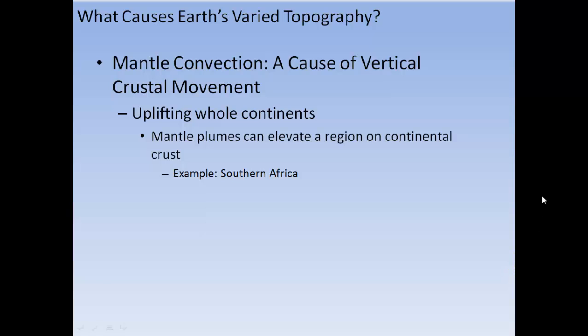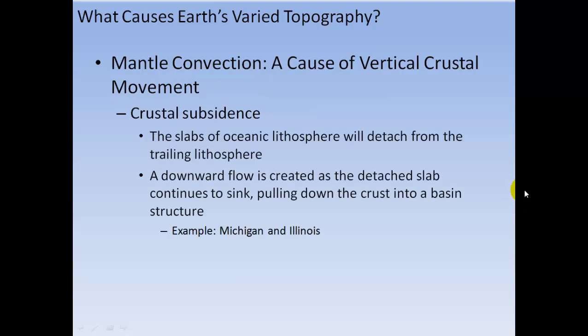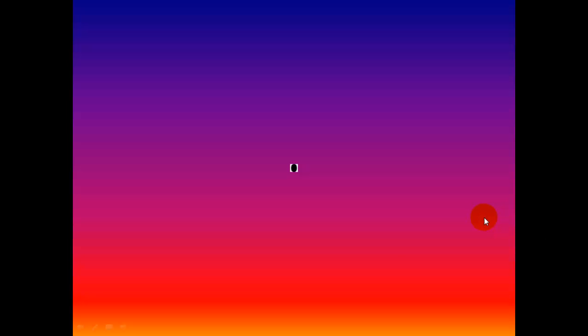Mantle convection is a cause of vertical crustal movement, uplift of whole continents. Mantle plumes can elevate a region of continental crust, for example, southern Africa. There is also crustal subsidence. The slabs of oceanic lithosphere will detach from the trailing lithosphere. Downward flow is created as the detached slab continues to sink, pulling down the crust into a basin structure. So it's the Michigan and Illinois area. That's the end of that chapter.